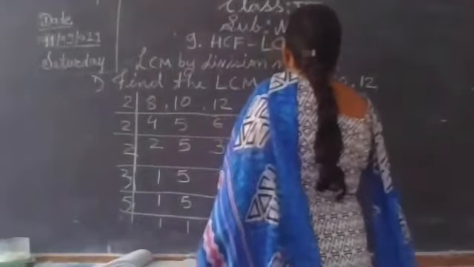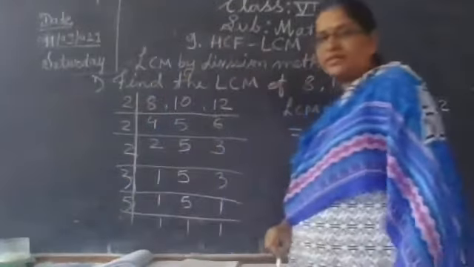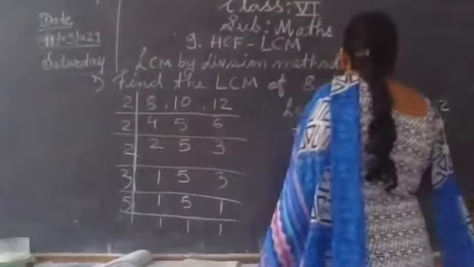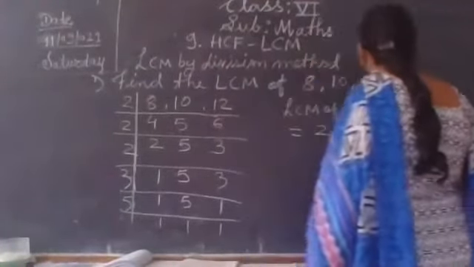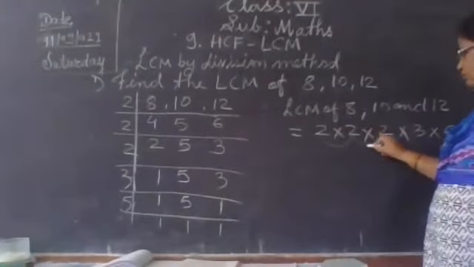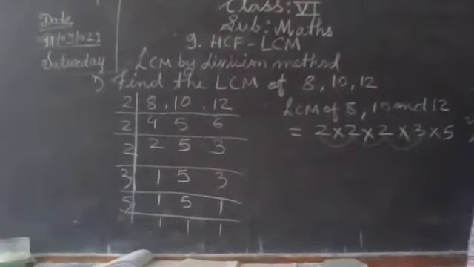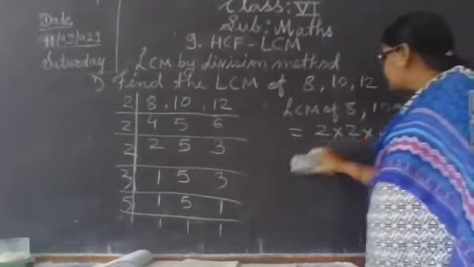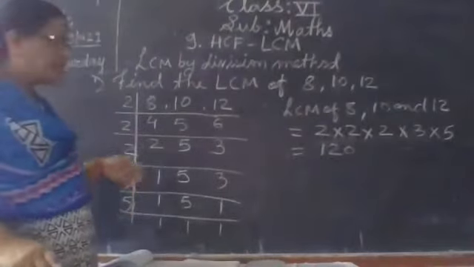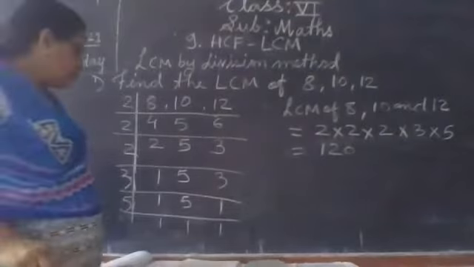So LCM of 8, 10 and 12 equals the product of all these factors: 2 into 2 into 2 into 3 into 5. 2 twos are 4, 4 twos are 8, 8 threes are 24, and 24 fives are 120. So what is the LCM of these three? It is 120. See how quickly we find the LCM by arranging the numbers vertically in one line and then dividing. Got it, beta? So let's see some more examples.